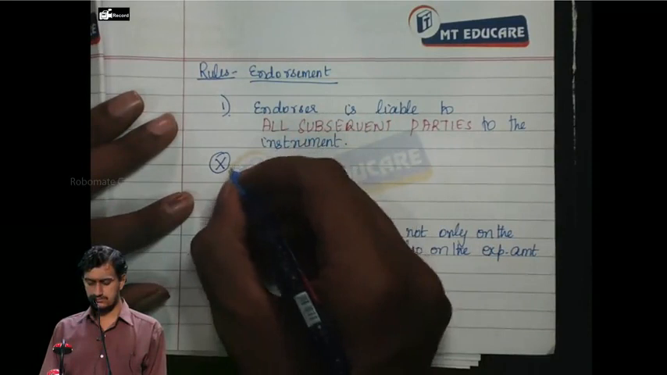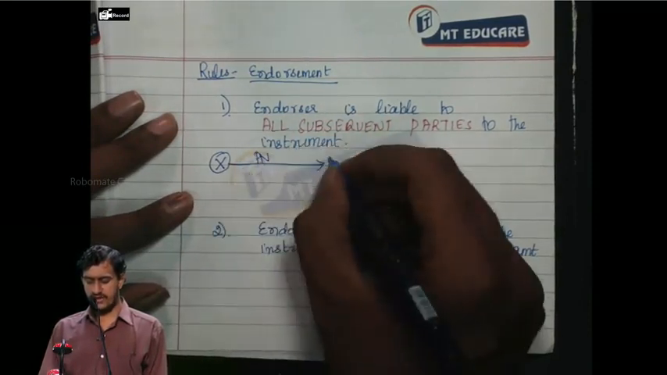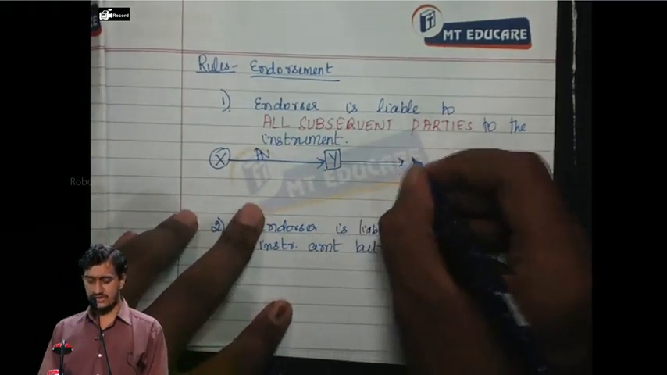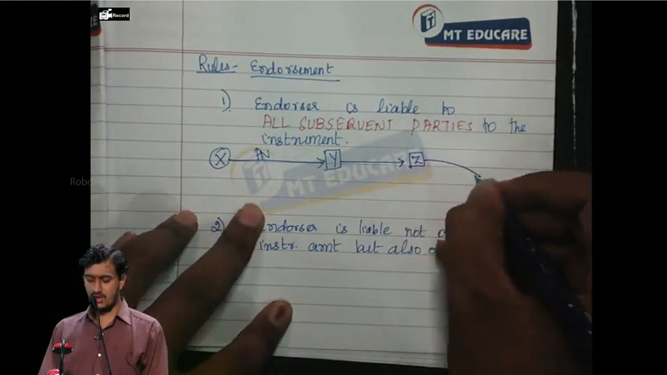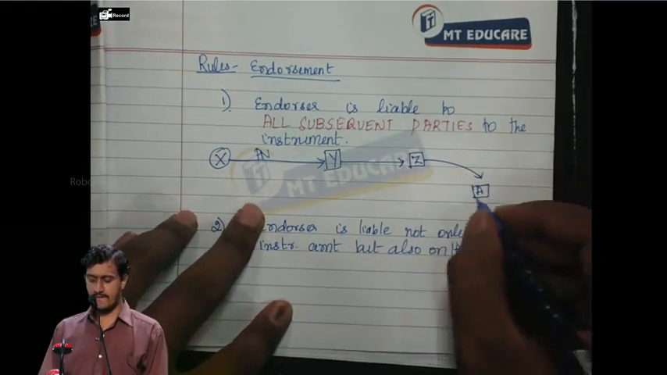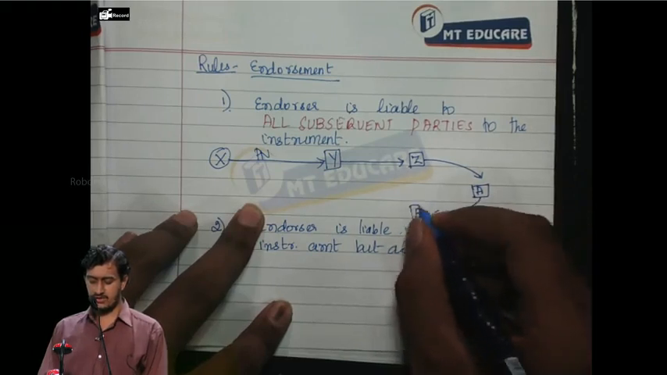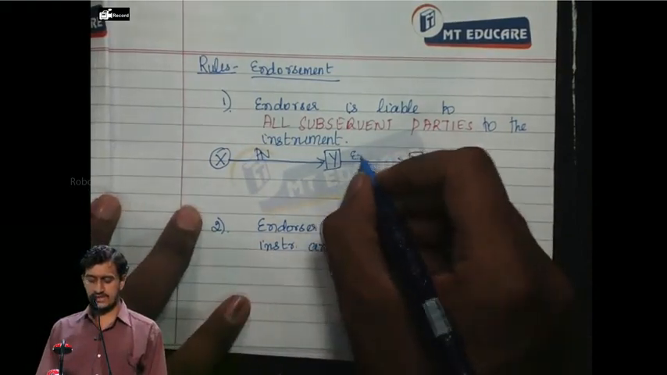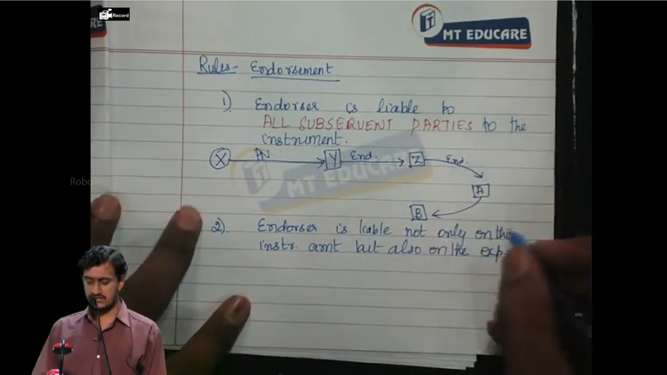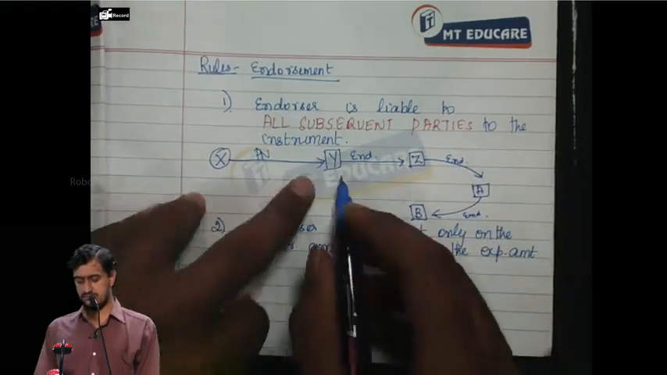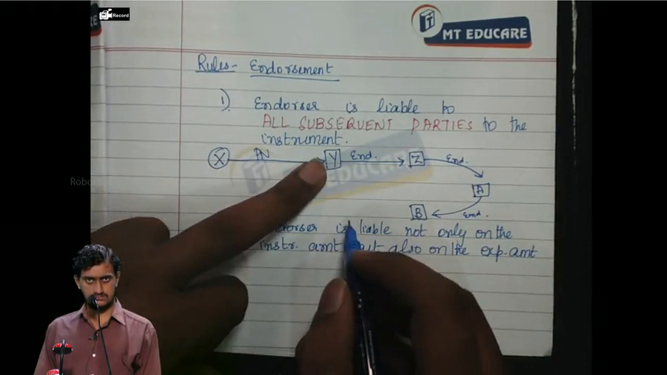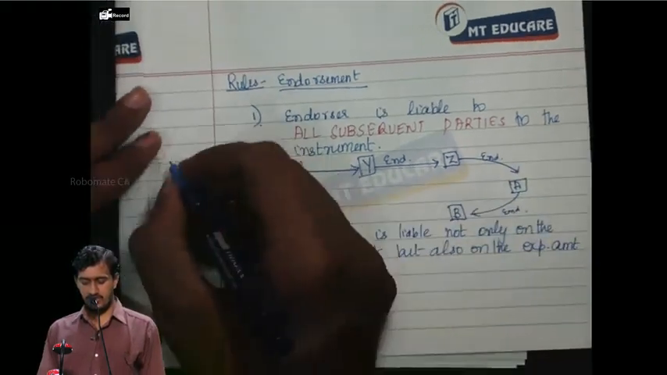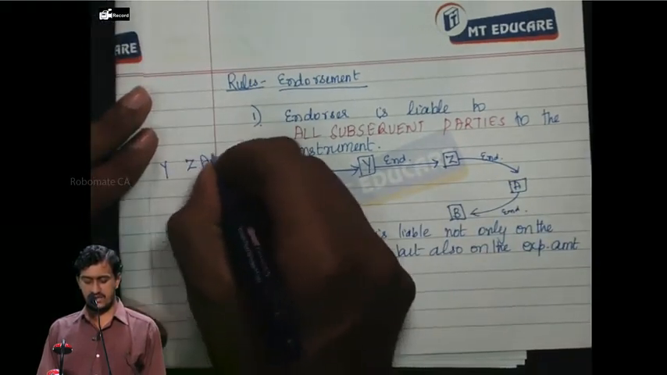X gives a promissory note to Y. Y is endorsing this promissory note to Z. Z is endorsing this promissory note to A. A is endorsing this promissory note to B. Now tell me, friends, Y is liable to whom? Z, A and B. So if you note it down here, Y is liable to Z, A, B.